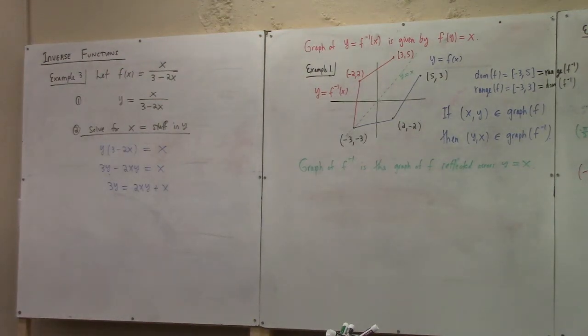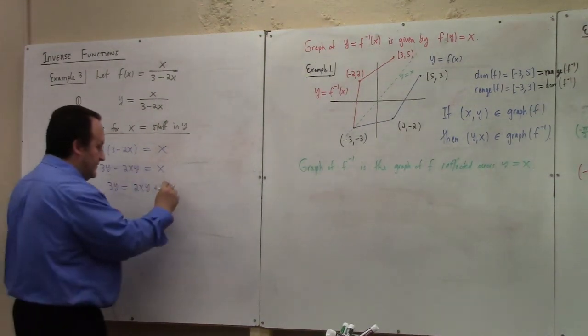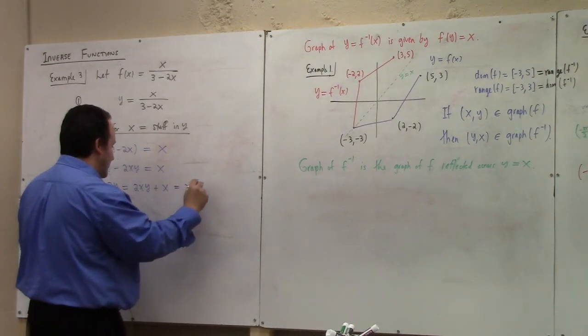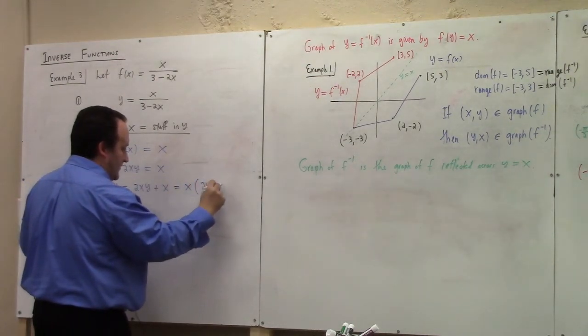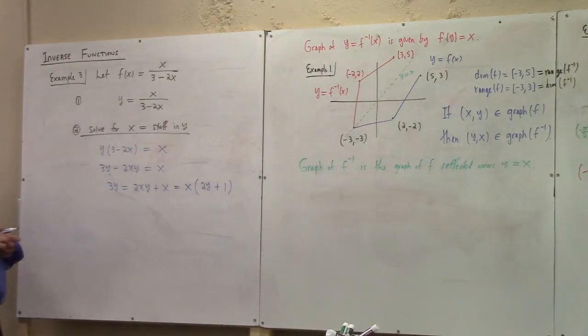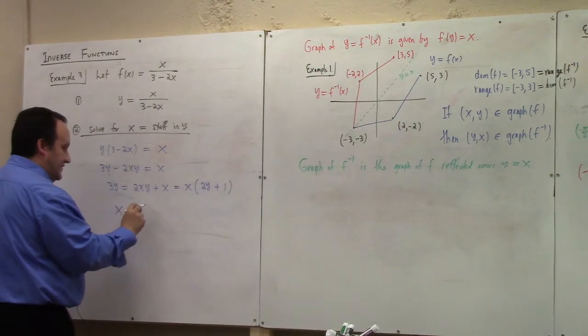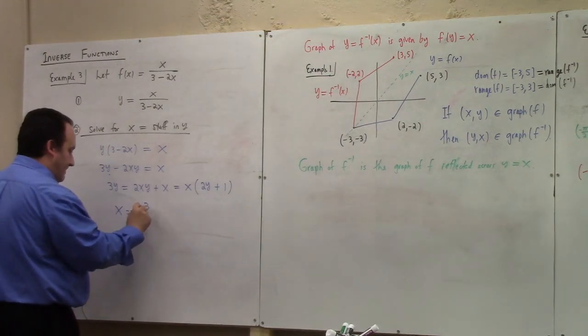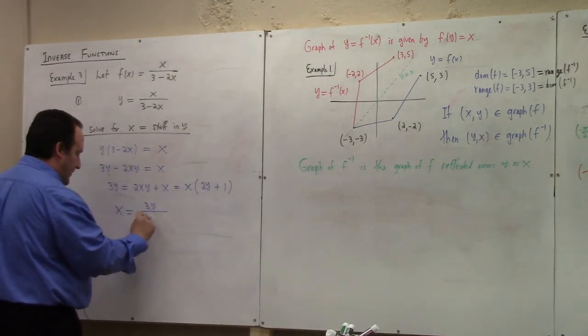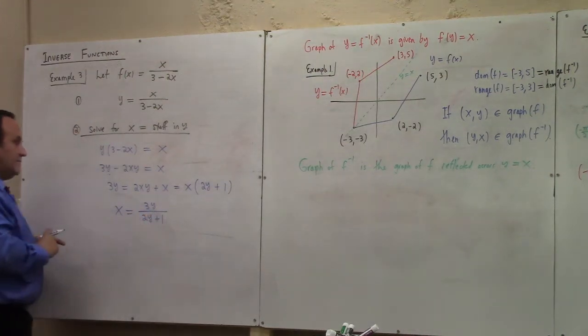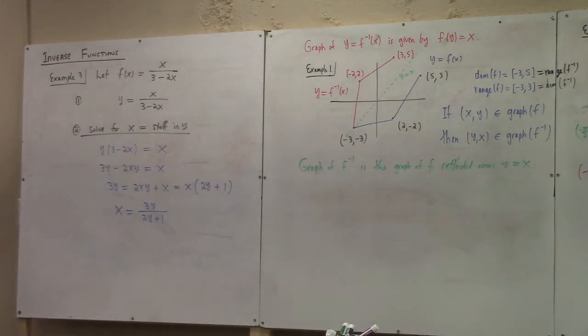At that point, I see, hey, wait a second, I can factor x out of the right-hand side, right? I can factor x out. This is equal to x times 2y plus 1. And at this point, we're almost done with step 2, right? All we got to do is divide by 2y plus 1, and what happens? Yeah, x equals 3y divided by 2y plus 1. All right? Step 2 is complete.